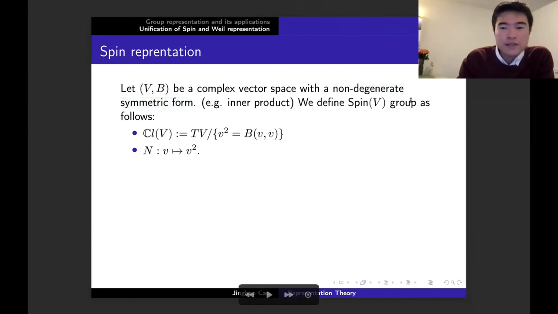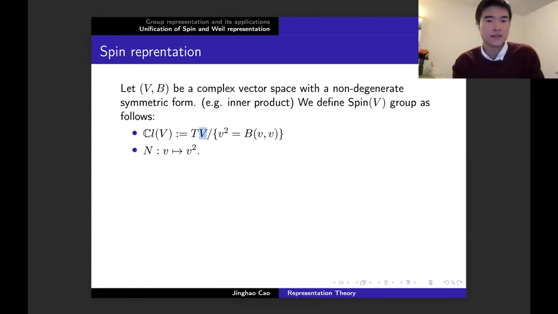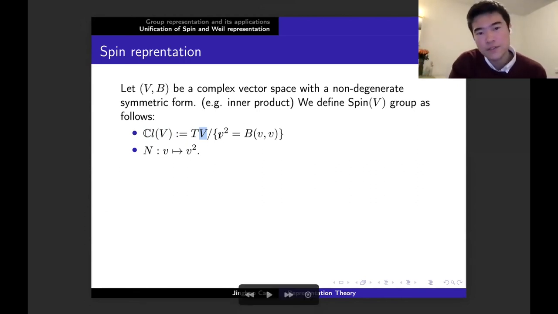And then we define the spin group as follows. It's rather lengthy, but I'm sure you guys can follow me. First of all, we define the Clifford algebra. The Clifford algebra is the tensor algebra. So basically, we take V, and the tensor algebra will be V times V times V multiple times. We can take V1 times V2 as well. That's basically why we do it with the tensor algebra. And then we identify V squared to be the value of the symmetric form of V and V.